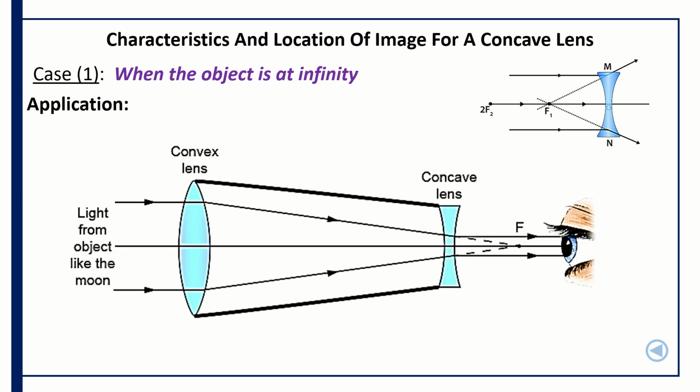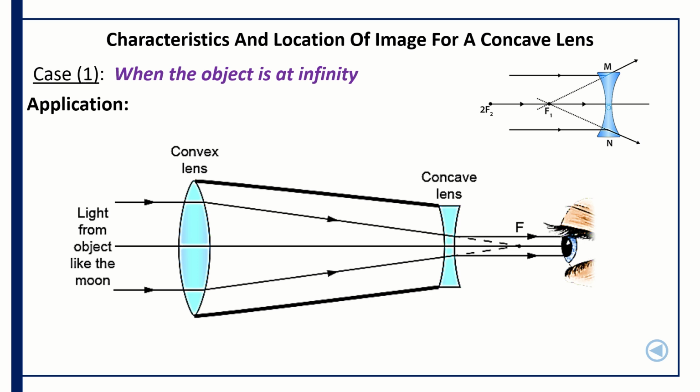Now what is the application of this? We use concave lenses for eyesight correction. We use the convex lens, which converges light at some point, but before that we keep the concave lens. So we get a point-sized image in front of our eyes. So this is the application of keeping the object at infinity, right?